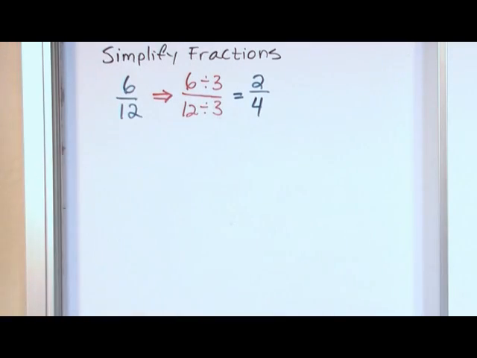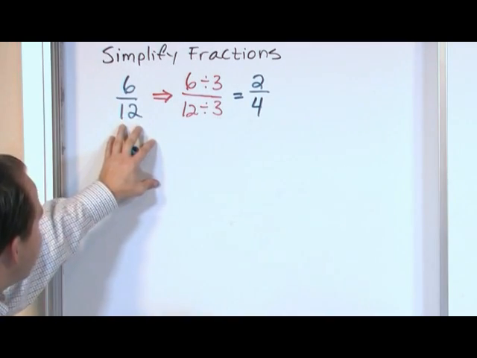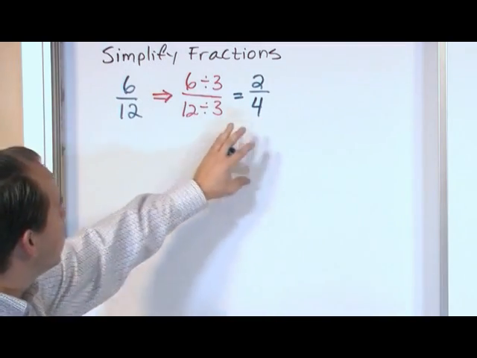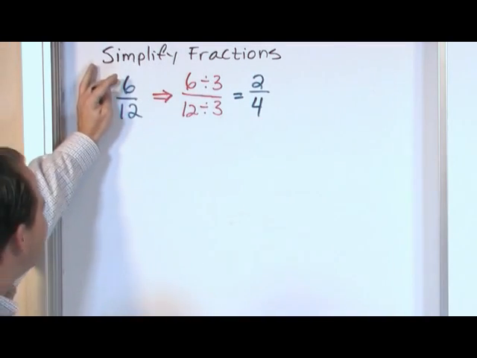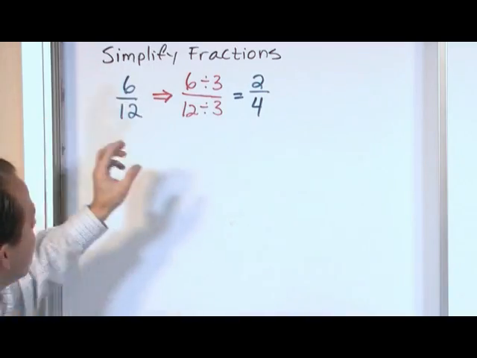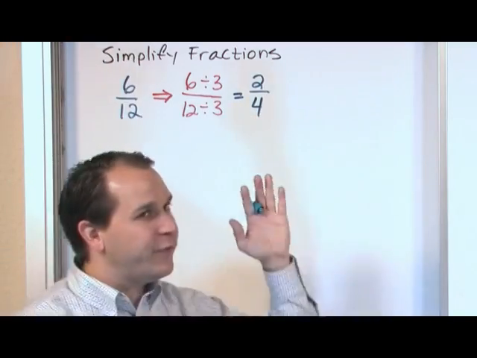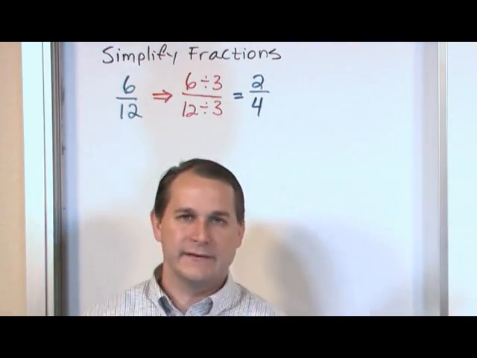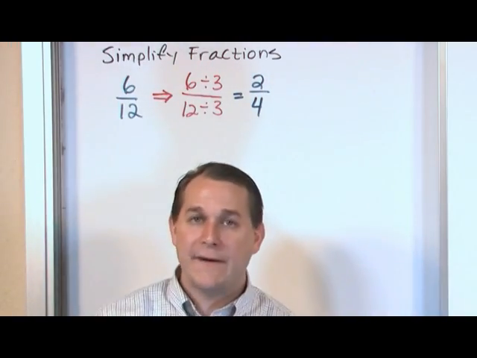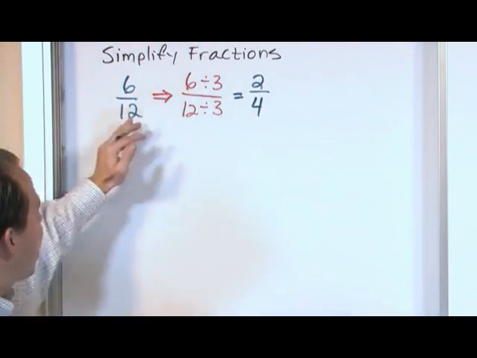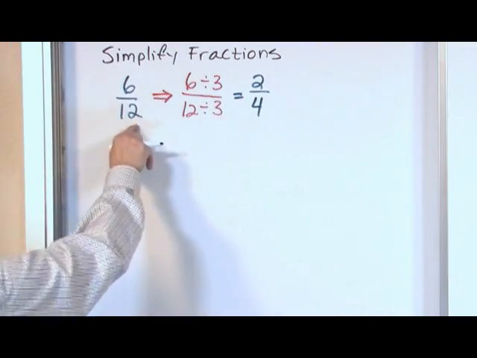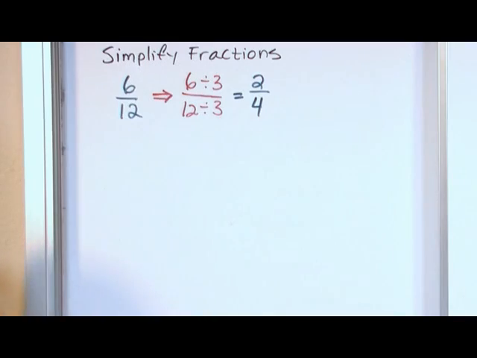And what I submit to you is that 6/12 is exactly representing the same amount of pizza, so to speak, as 2/4. If I cut a pizza into 12 pieces and give away 6, that's half a pizza. If I cut a different pizza into 4 pieces, just in quarters, and I give away 2 of those pieces, then I've given away half the pizza. So I'm still talking about half a pizza. These two fractions are exactly equivalent to one another. They just look a little bit different.